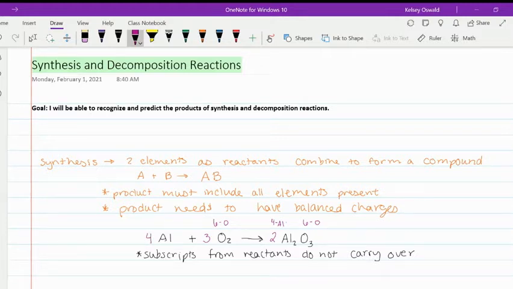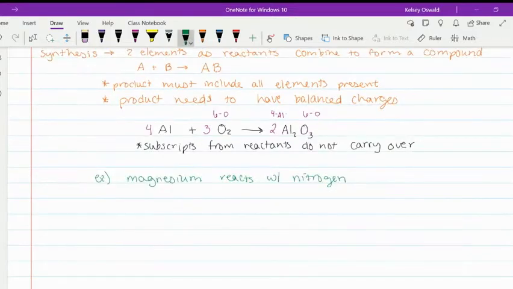Okay. So to recognize the synthesis reaction, we are going to see 2 elements by themselves. And these 2 elements are then going to combine to form one product. And when we write that product, we have to make sure our charge is balanced. Okay. Let's look at another example.